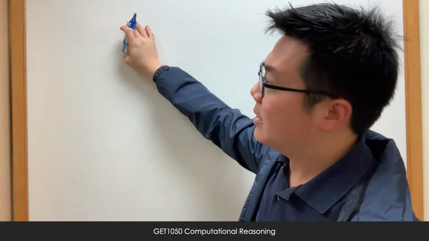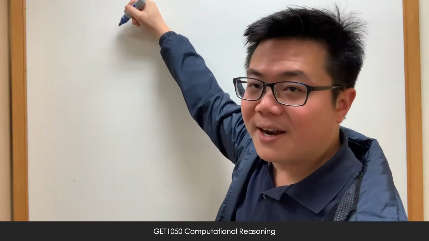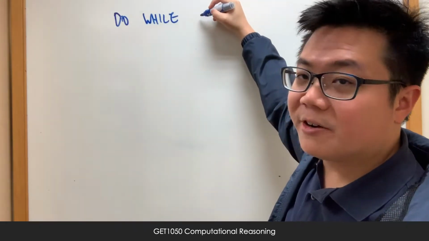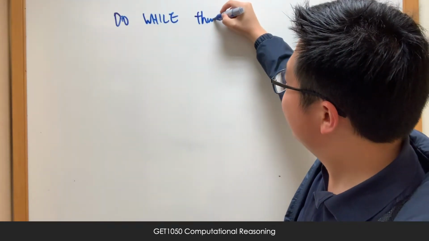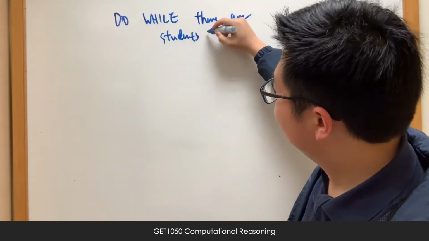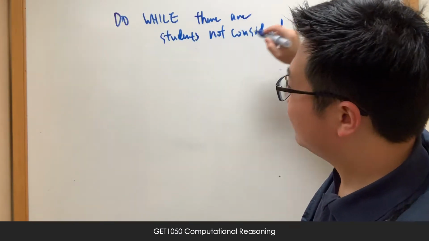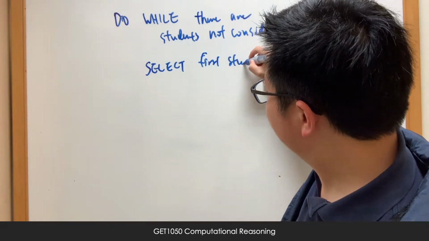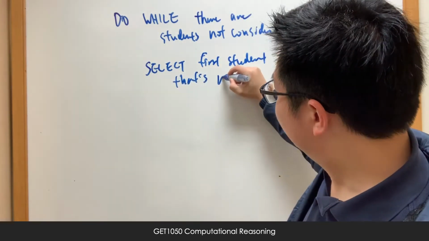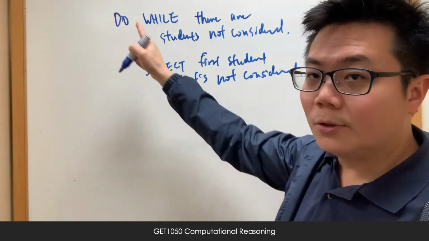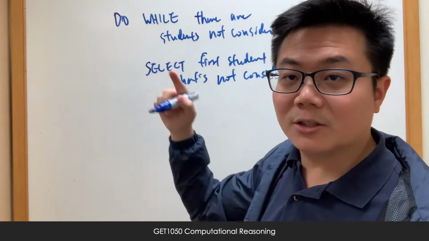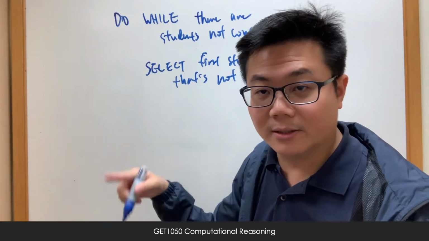So let me explain. Let's start with one example. Do while, I'm paraphrasing from the question, there are students not considered. And then we will say select first student that's not considered. So keep repeating as long as you have students who are not considered in the list, right?